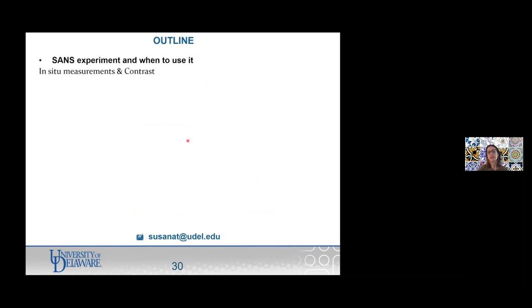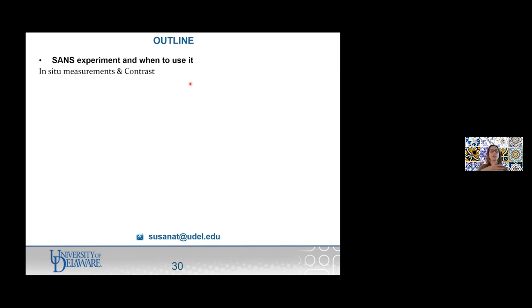So just to revise what we've covered. We've looked at the SANS experiment, and hopefully you have a better idea of when you would use it. There are two main reasons why you would use, for example, SANS instead of SAXS. Usually it's because you want to do an in situ measurement, or you want to use contrast, or both. So in situ measurements are very powerful with SANS because it's a non-destructive probe, right? So that you have no radiation damage.